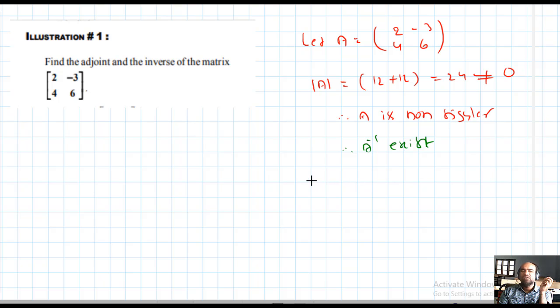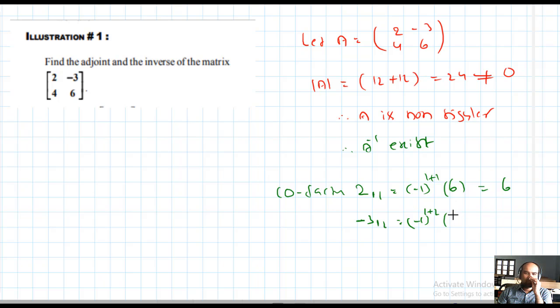Now I want to find the cofactor of each element. Four are there, that is not a big problem. Cofactor of 2, that is 1 1, that is equal to minus 1 power 1 plus 1. That row and that column should be removed. What is there? With 6 only. That is equal to 6. Cofactor of minus 3, that is 1 2, minus 1 power 1 plus 2. That row, that column removed, left with 4 only. That is equal to, here minus 4 we will get.